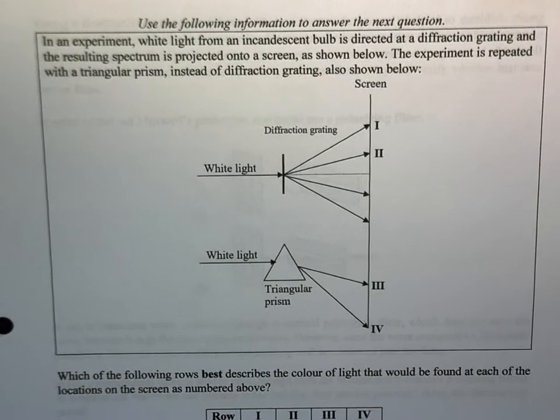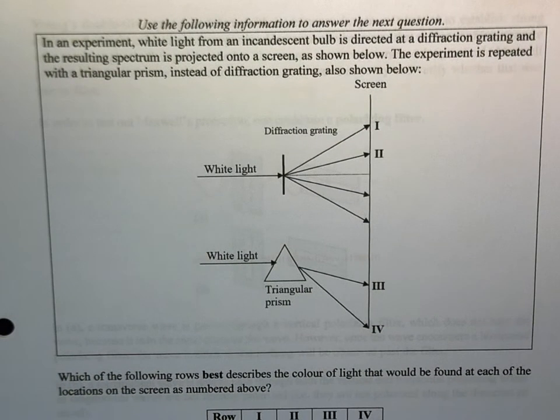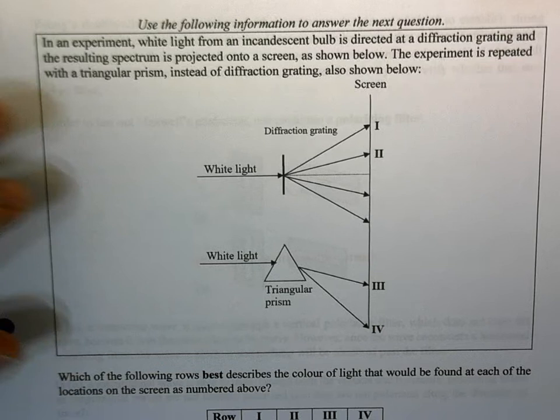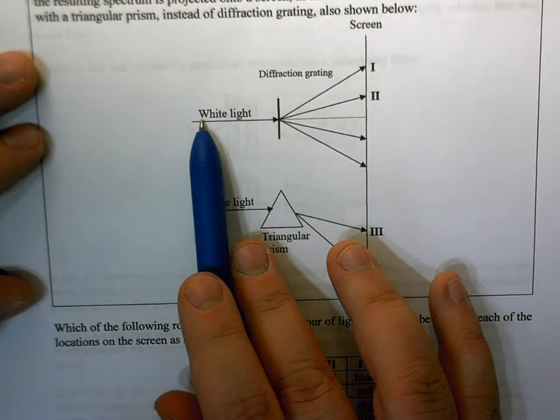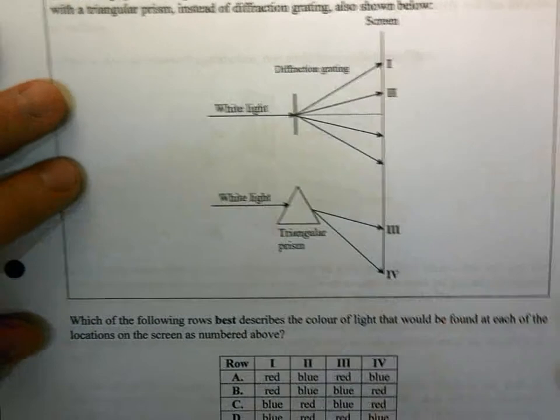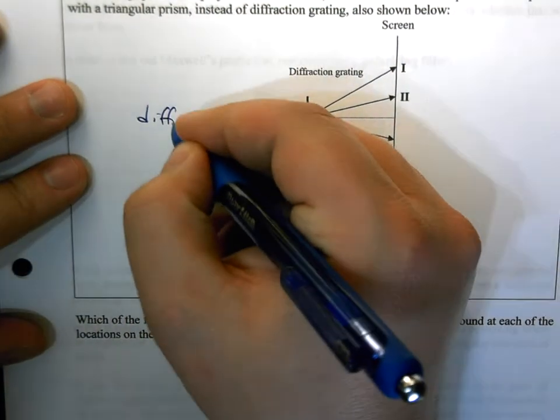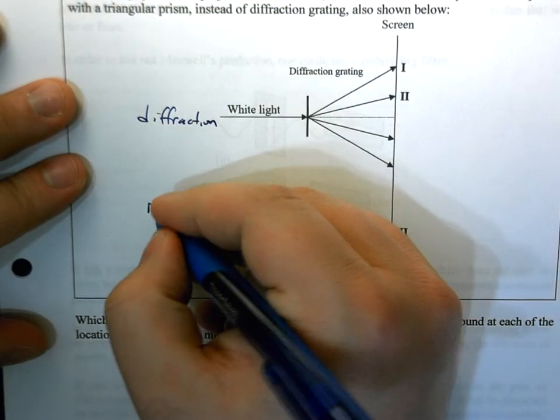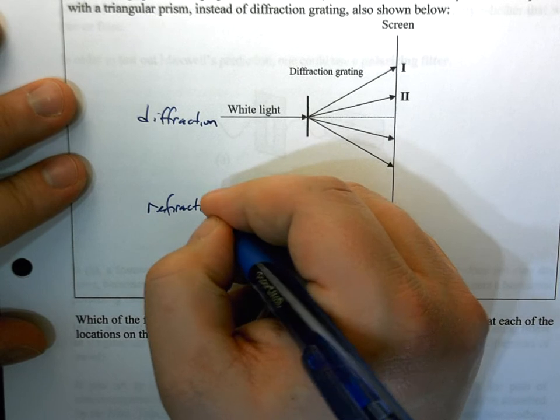So the last thing I just want to talk about to wrap up diffraction is this common diploma example. This gets asked in many different ways. It's usually asked on every diploma, and it's basically to see if you know the difference between white light diffracting versus white light refracting. So we have white light incident on a diffraction grating, and it's also incident on a triangular prism. So in this case, we have diffraction, and in this case, we have refraction.